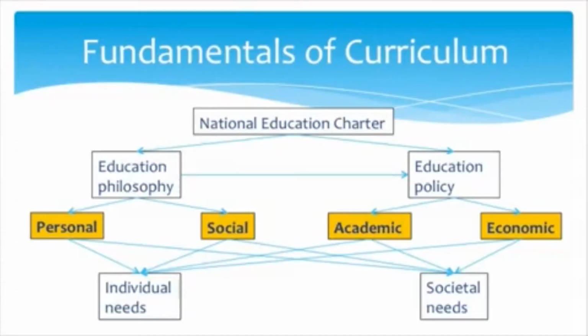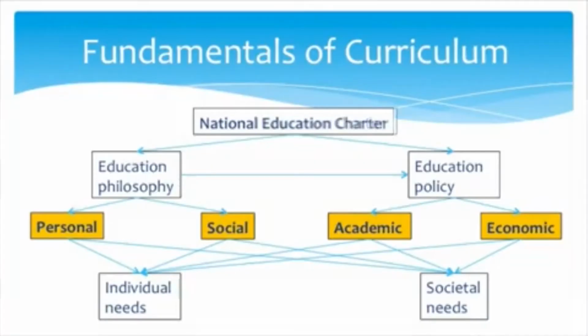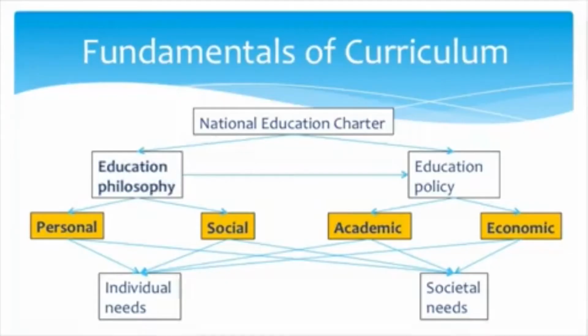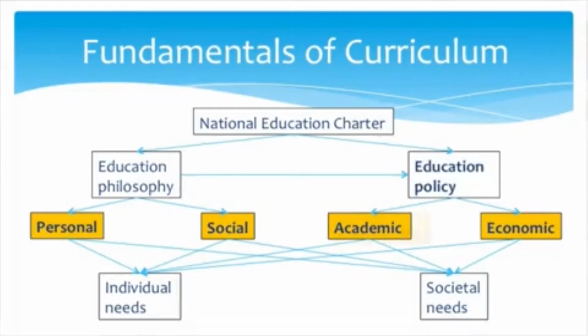And now let's look at the fundamentals of curriculum. This is an example that I've taken from the Malaysian system. In Malaysia, curriculum is developed very much based on the National Education Charter. The National Education Charter has two components. One is the education philosophy. The education philosophy looks into the personal and the societal needs, whereas the education policy is aimed at the academic and economic aspects of the society. Together, personal, social, academic, economic, all these components are supposed to serve the individual needs and the societal needs.